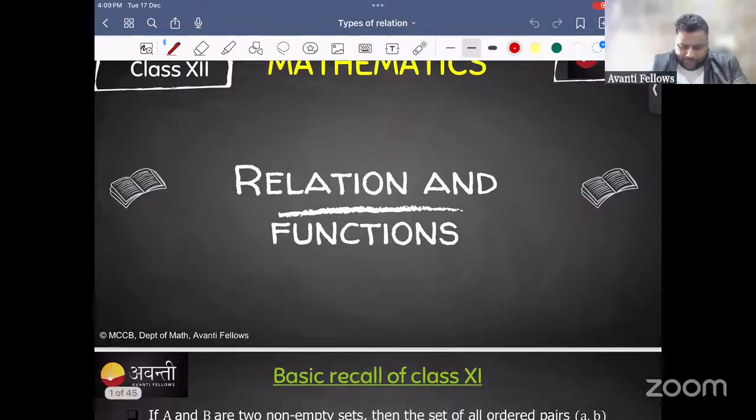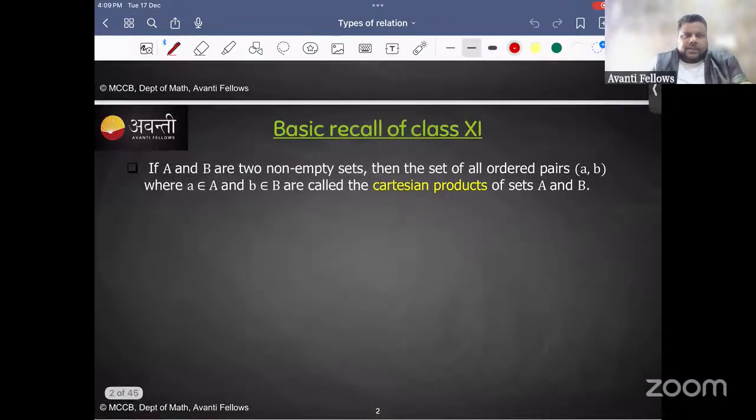So I'll start on my own. If A and B are two non-empty sets, this is a very basic thing from class 11th. Within 10 minutes, we will move to the class 12 syllabus. If A and B are two non-empty sets, then the set of all ordered pairs (a, b), where a belongs to A and b belongs to B, is called the Cartesian product of sets A and B.